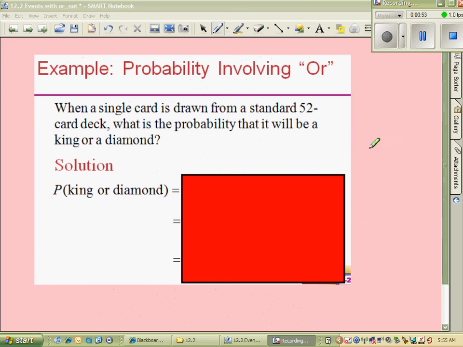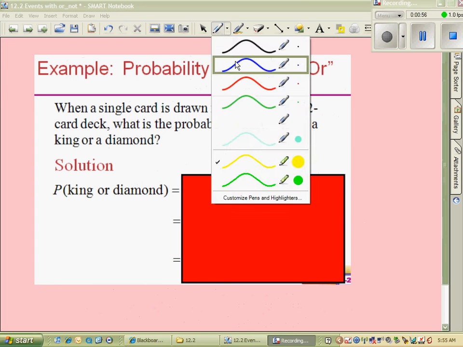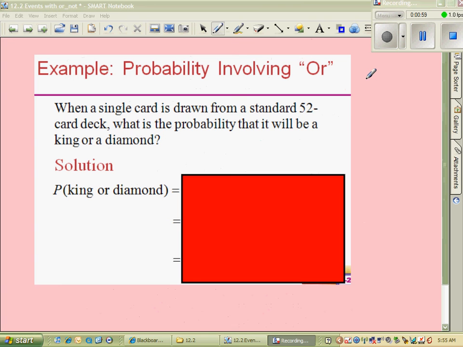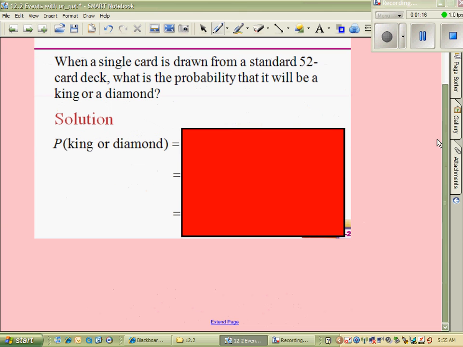Alright, let's take a look at this problem. When a single card is drawn from a standard deck, what is the probability that it will be a king or a diamond? So the question is, are these events mutually exclusive? And the answer is no. So we're going to say to ourselves, okay, what's the probability of being a king?